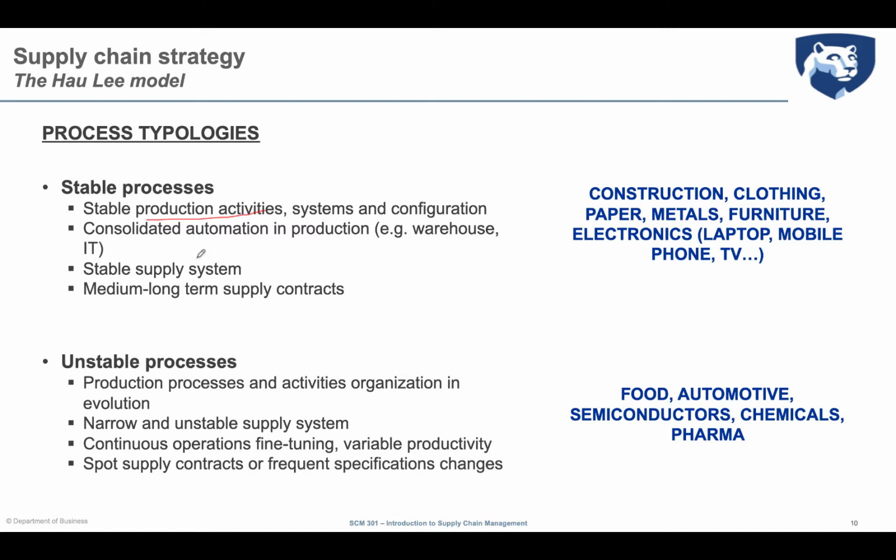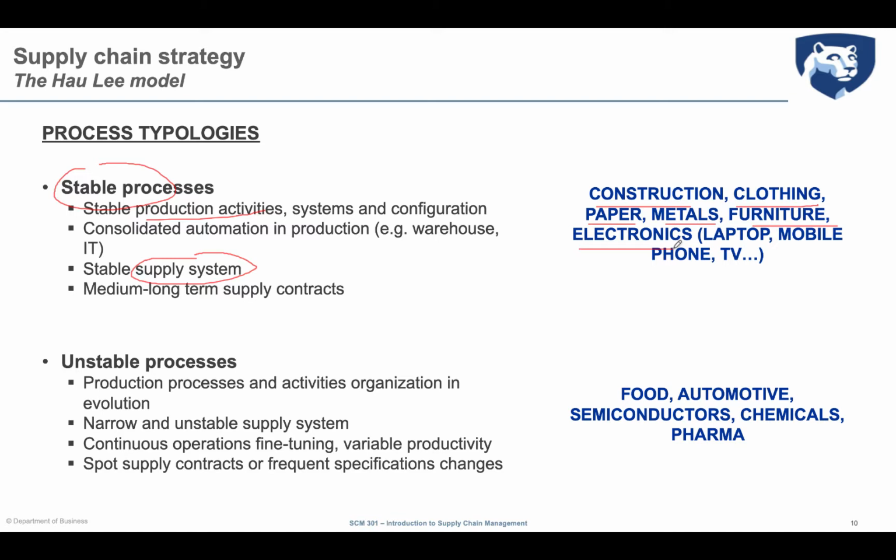And on the other hand, how much the supply network that I have today is likely to be the same tomorrow and in a long time. Whenever, again, this is supposed to be in the long time, we are talking about the concept of stable processes. Construction, clothing, paper, metals, furniture, electronics are all supply chains where production systems have been the same since a long time, and supply networks are quite consolidated.